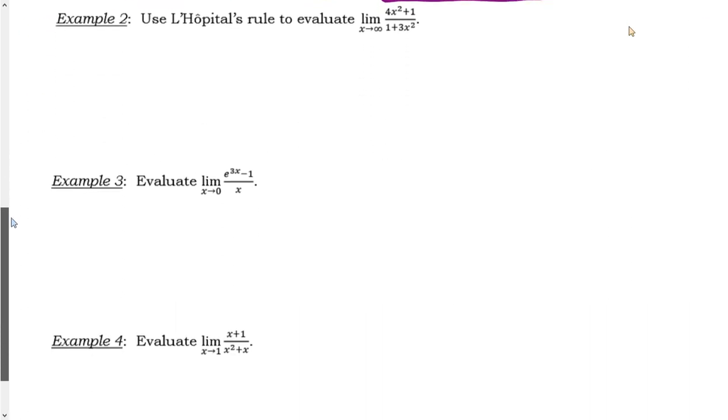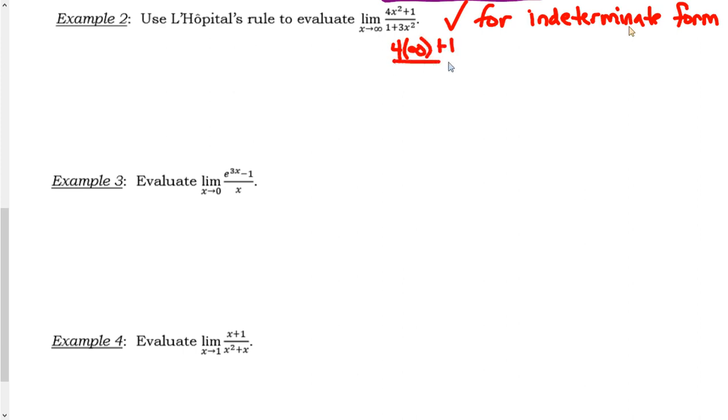So again, the first thing I'm going to do is I'm going to check for an indeterminate form. I check for my indeterminate form by plugging in. I'm plugging in infinity. So I'm going to get 4 times infinity plus 1 divided by 1 plus 3 times infinity. Okay, infinity squared is infinity, so I can just call it infinity. And that is the top, 4 times infinity plus 1. Well, that's infinity. The bottom, 1 plus 3 times infinity. Well, that's infinity.